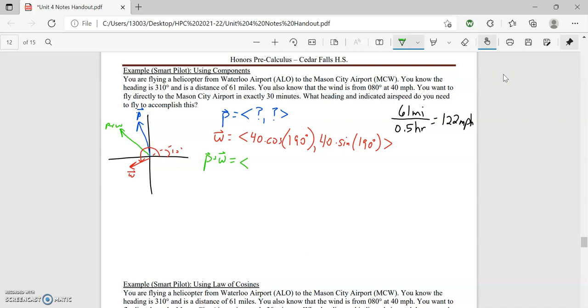So our vector is 122 cosine of your angle. Well, again, that's a heading 310. Remember that gave us this 40 degree. I believe it's 40. Yeah, 270 plus 40, that's 310. Okay. So we have this reference of 40 degrees, but we need to go from the positive x-axis. So that's 180 minus 40, or 140 degrees.